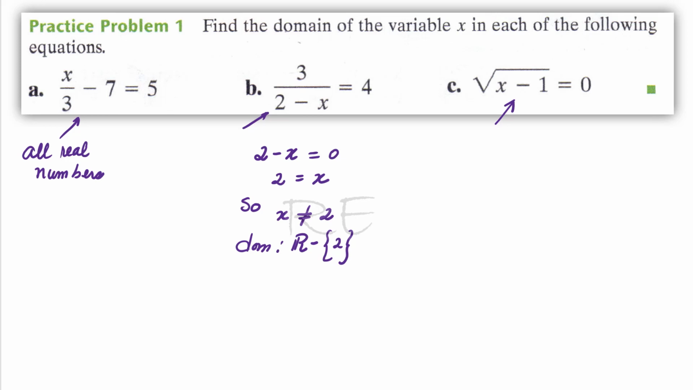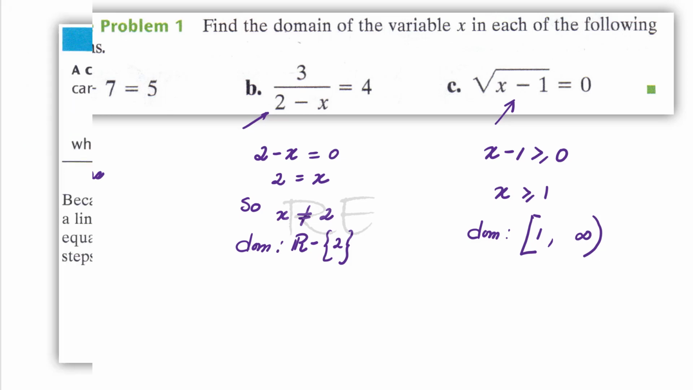The radicand x minus 1 must be non-negative, greater than or equal to 0. Therefore, x will be greater than or equal to 1. So the domain is all x greater than or equal to 1, open bracket at 1 until infinity, close parenthesis.